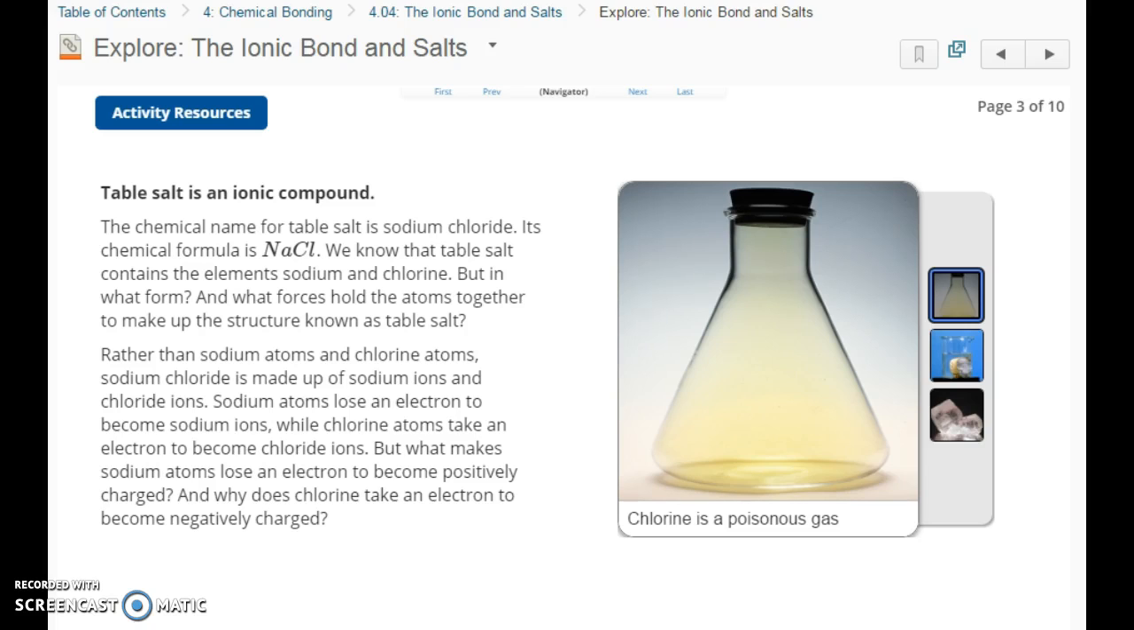Rather than sodium atoms and chlorine atoms, sodium chloride is made up of sodium ions and chloride ions. Sodium atoms lose an electron to become sodium ions, while chlorine atoms take an electron to become chloride ions. But what makes sodium atoms lose an electron to become positively charged? And why does the chlorine take an electron to become negatively charged?